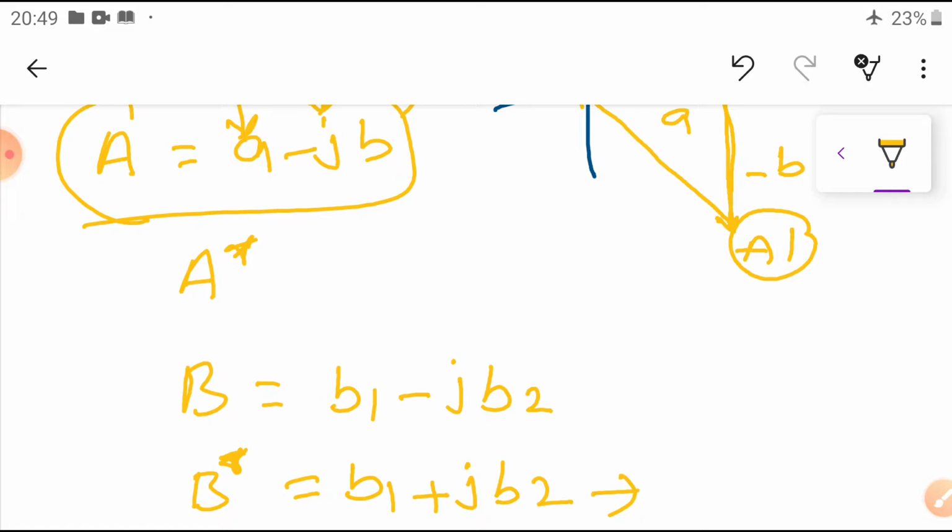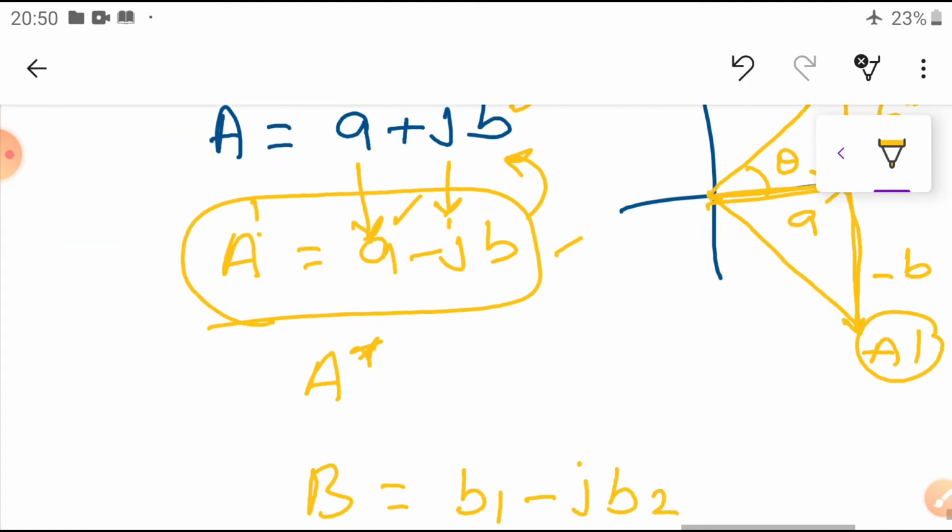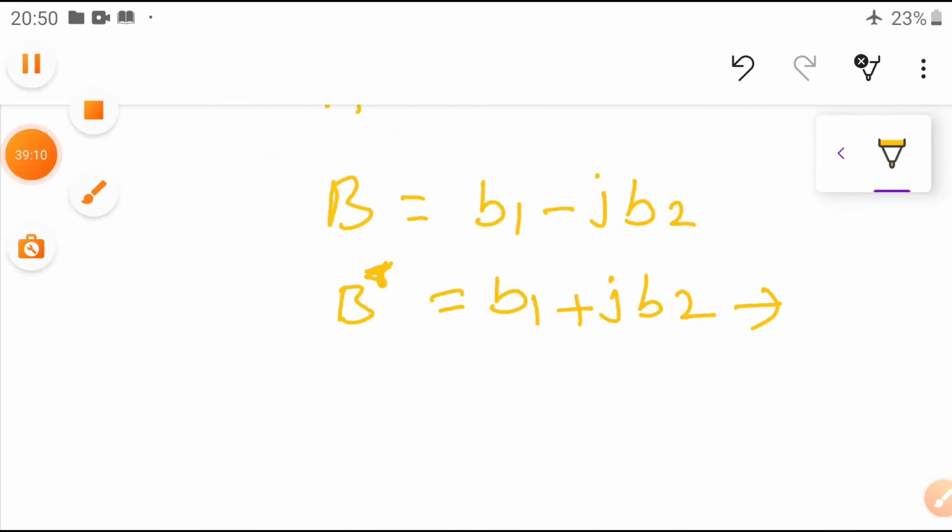Once again, the conjugate of a complex number A is defined as one whose real part is equal to the real part of A, and whose imaginary part is equal to the negative of the imaginary part of A, that is plus JB becomes minus JB. Okay. So this is the conjugate. So this is a theory part, dear students. So based on the theory, we will do a few problems. Okay. So we will do a few problems here.